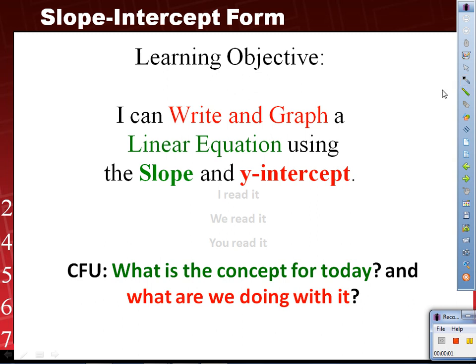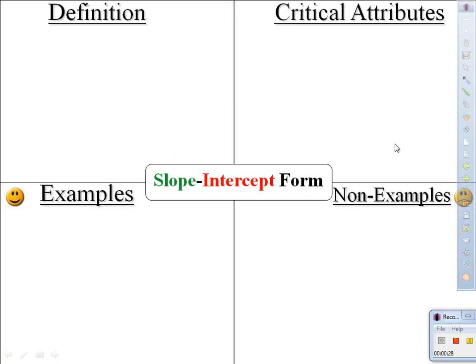So yeah, we're still on the same concept, linear equations, and we're still with slope-intercept form. Our objective: I can write and graph linear equations using slope and intercept form, the slope and the y-intercept. So today we're going to continue with a couple more things that we need to add to what we started with yesterday. Okay, so we already know what slope-intercept form is, correct?